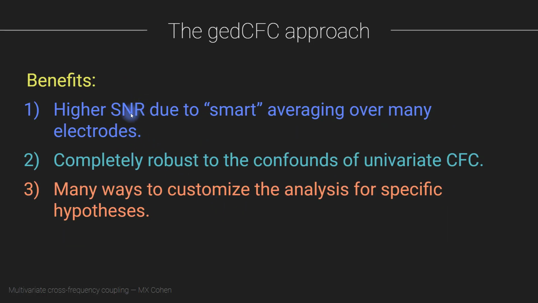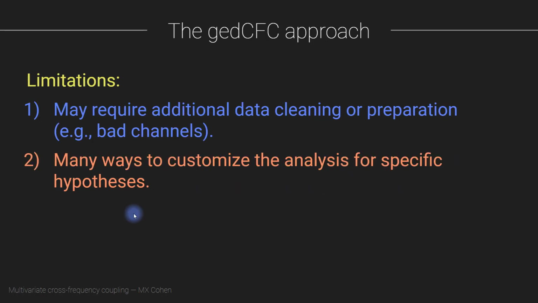So the benefits of this approach is you get a boosted SNR because we're averaging over all the electrodes, but we're averaging over in a smart way. You'll see an example of this in a few moments. It's totally robust to the confounds that plague these univariate cross-frequency coupling measures, as I discussed before. I will explain why that is on the next slide. And there are, or in two slides, there are many ways to customize this analysis for specific hypotheses, and I'm going to show you several examples of how to do that.